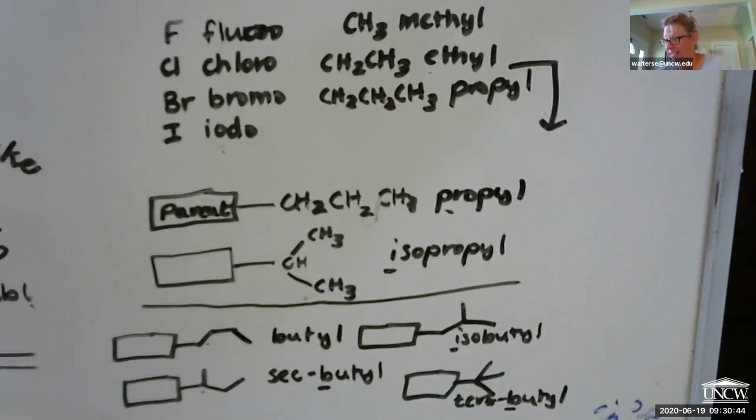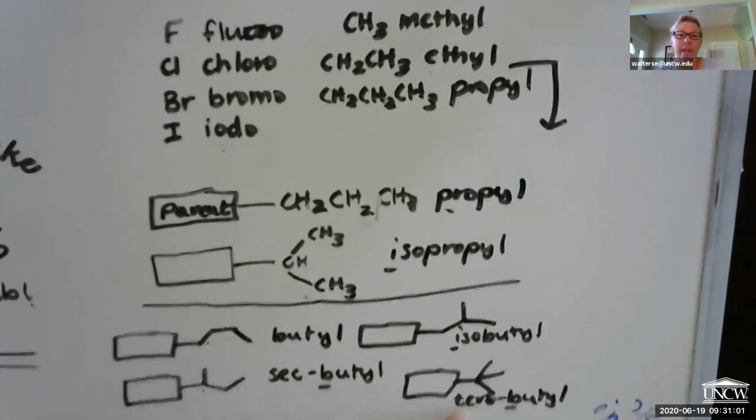But yes, it is complicated to keep things in order of what you have to use for alphabetizing, what you don't have to use for alphabetizing. But if the prefix involves a number, this stands for secondary, this stands for tertiary, then you can't use those to alphabetize. But iso is not a number prefix. It's just part of the name, the worded name.